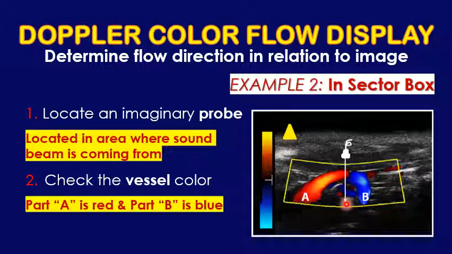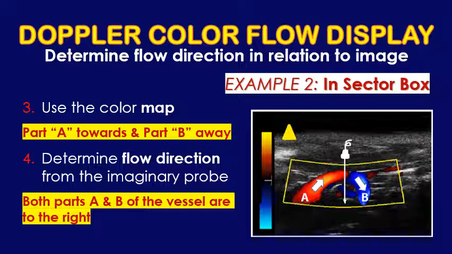Next step, look for the vessel. I have here a vessel where part of it is red and the upper part is blue. So it means the flow here is in one direction and the flow here is in another direction, right? Red and blue. But let me see how it works.